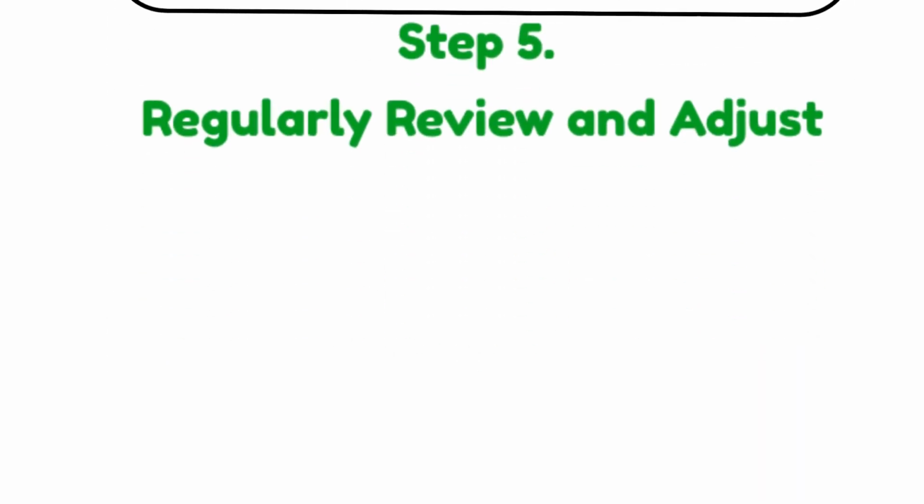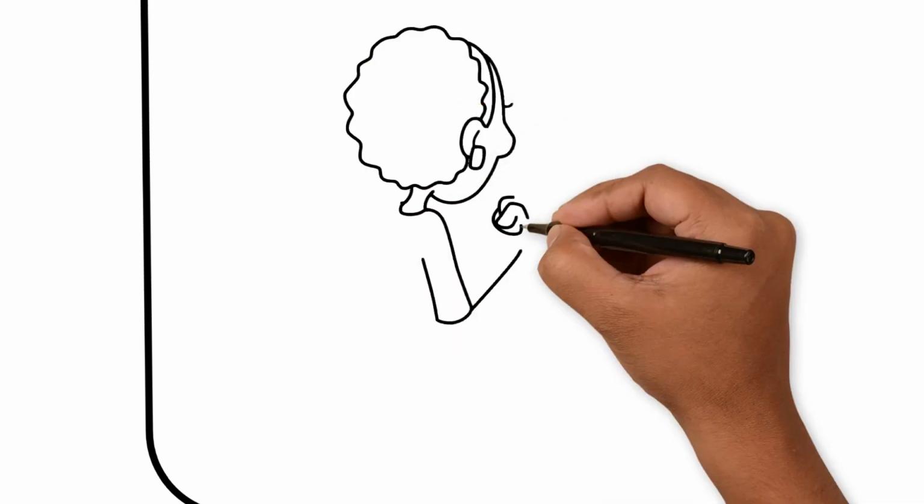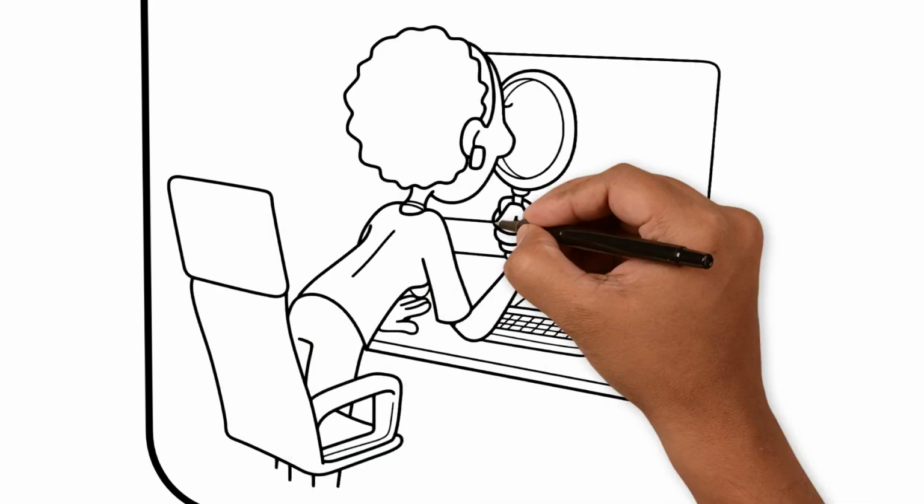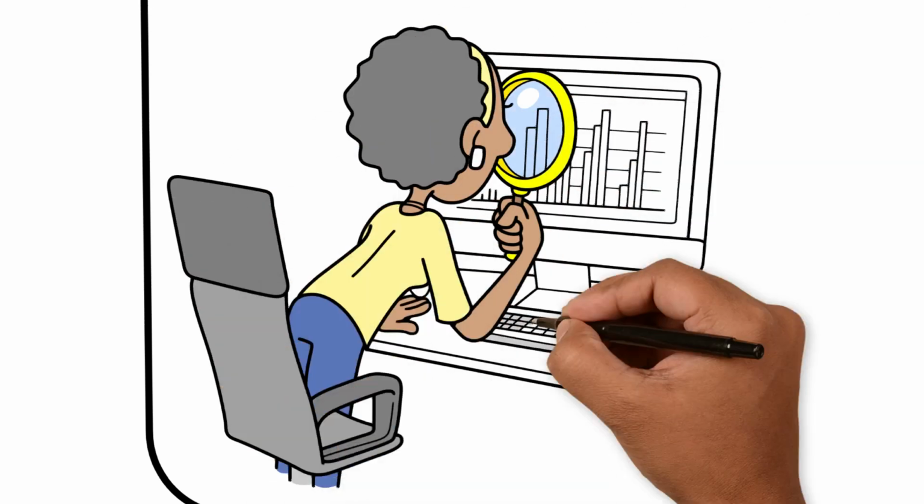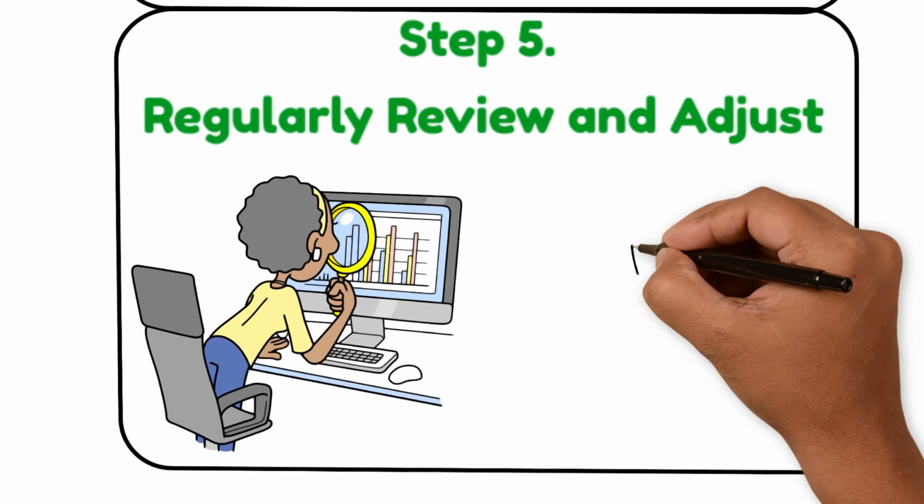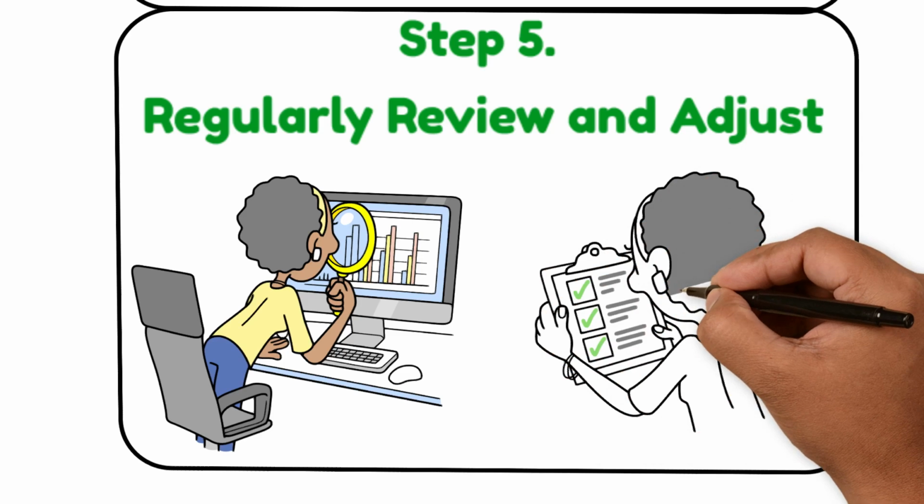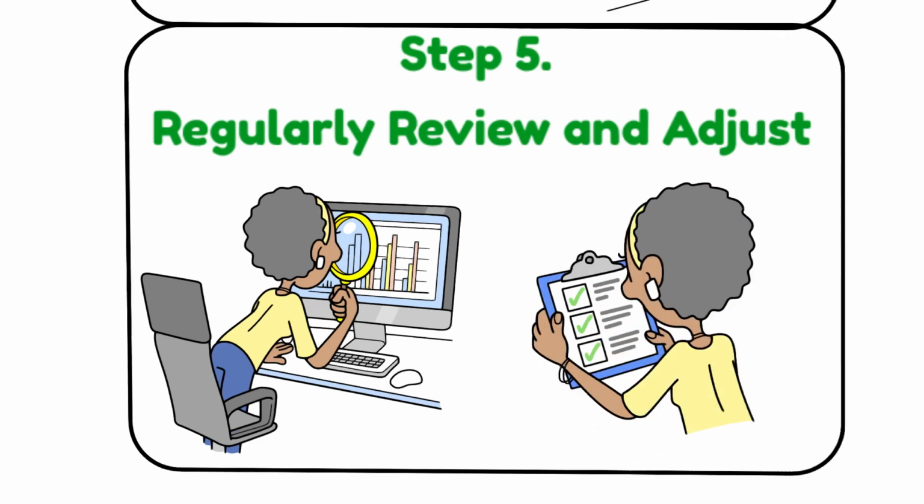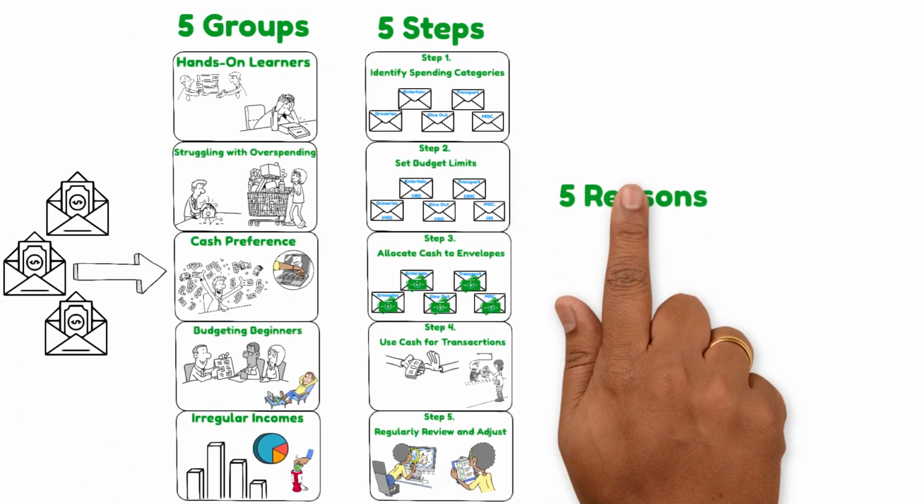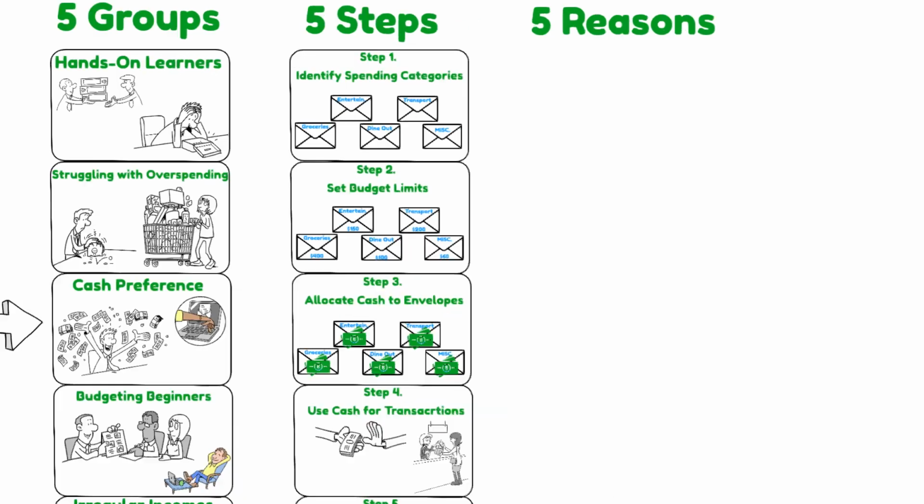Step 5. Regularly review and adjust. Periodically reassess your budget and make adjustments based on your financial circumstances and goals. This ensures that your cash envelope system remains flexible and effective. Here are the 5 reasons you should start cash stuffing now.